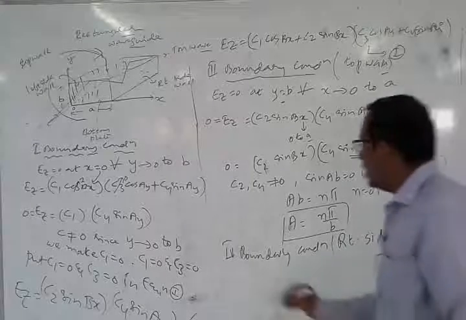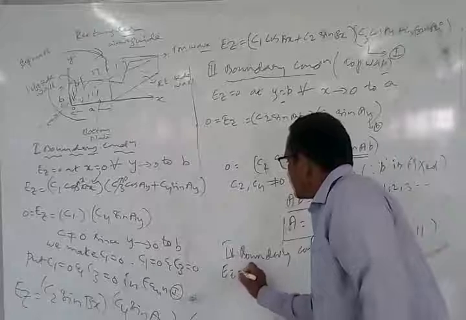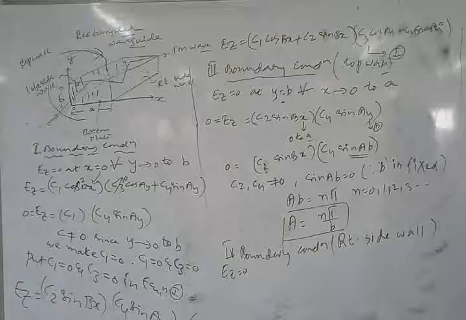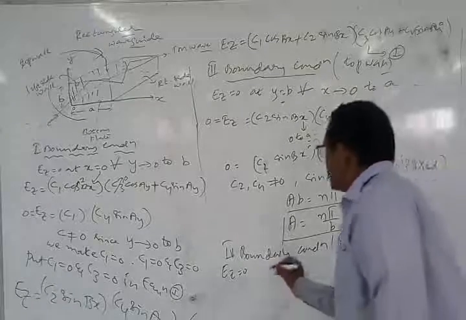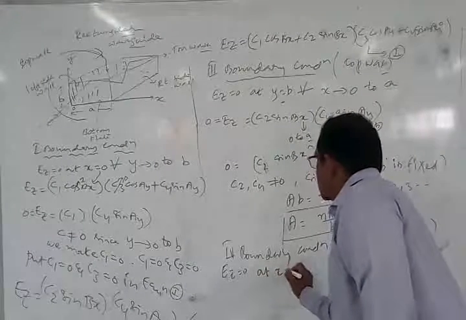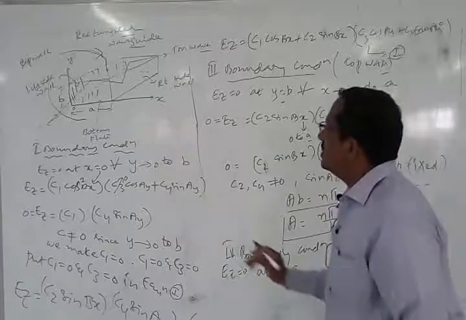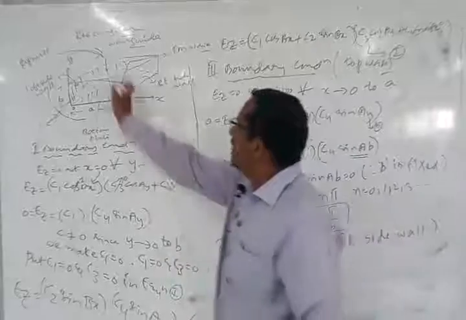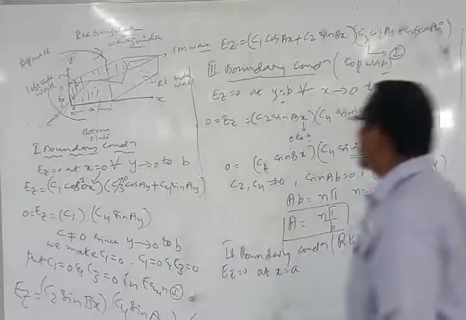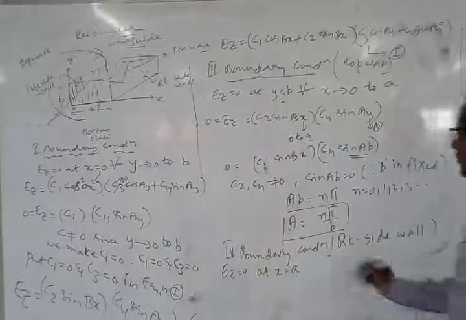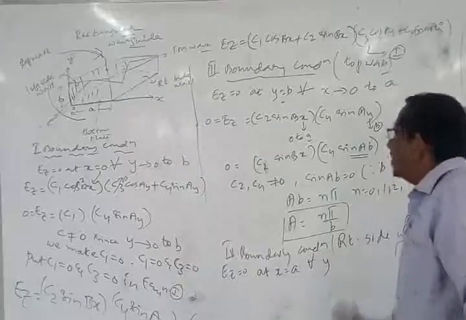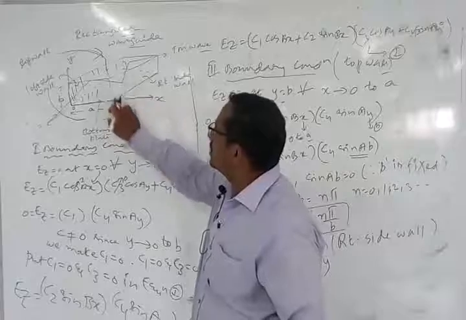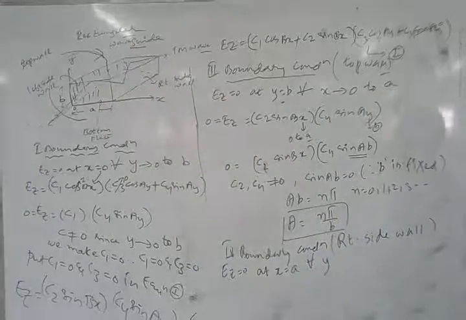So in the right side wall, Ez is made equal to 0. Now what is the dimension at the right side wall? Ez is equal to 0 at x is equal to a. This a is not changing, this plate is fixed. At x is equal to a, we have this right side wall plane, for all y. Now how is y varying? Y is varying from 0 to b. The height of the waveguide is b.